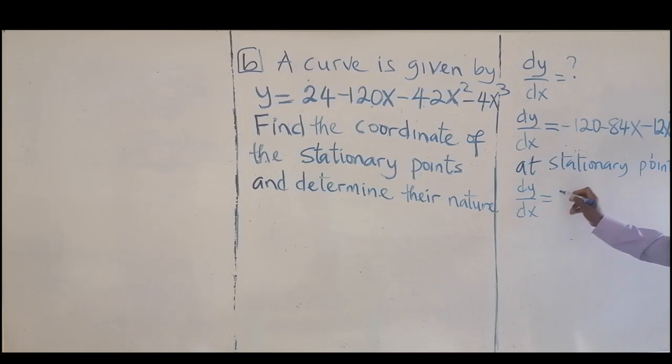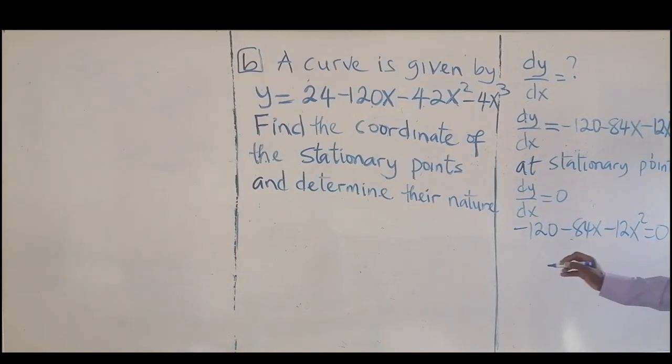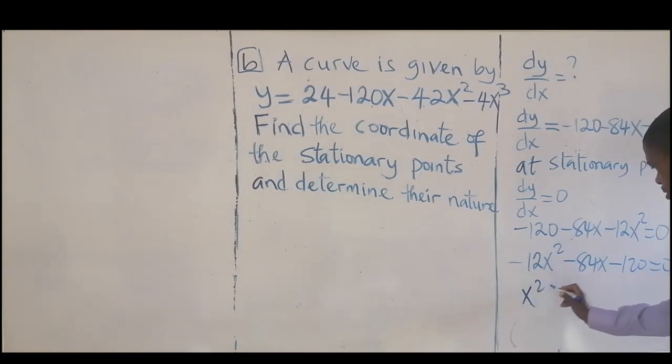So in that case, we're going to have minus 120 minus 84x minus 12x squared equals 0. We can do the arrangement according to the power, and that will be minus 12x squared minus 84x minus 120. So we can divide all through by minus 12: x squared plus 7x plus 10.